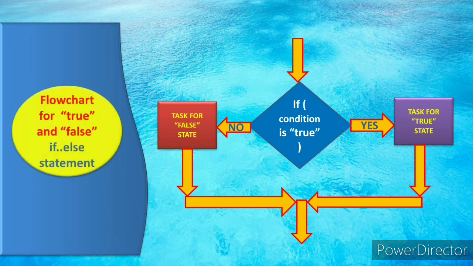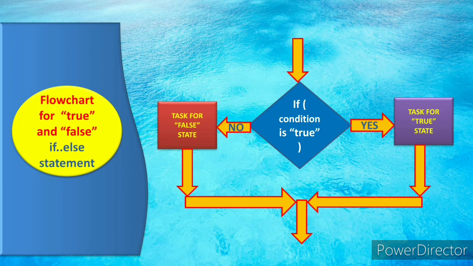Now you can find it is something different from the previous one. Again, one arrow for yes is coming out, one arrow for no is coming out, but the difference is that in this case, you are having another task with the no branching, which was not available with the previous flowchart. That means if the condition is true, this is the task for the true state. On the left hand side, if the condition is false, what is to be done? That is another task on the left hand side.